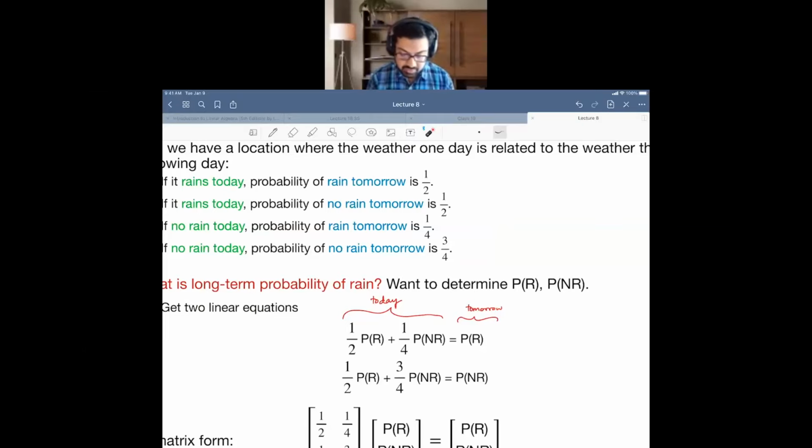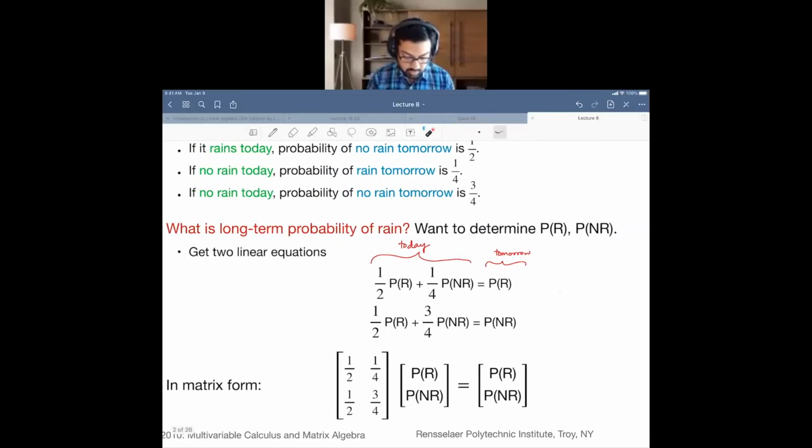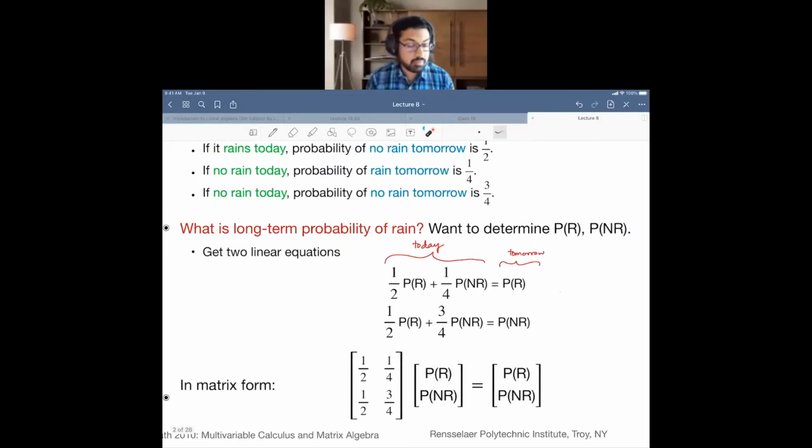Now, if you treat PR and PNR, the probability of rain and the probability of no rain, as unknowns, you can translate this system of linear equations into matrix form. On the left, you have a square matrix, which we are calling A, with the coefficients of the unknowns. You multiply that with X, the vector of unknowns, and on the right side you get the vector of unknowns. So you have a problem like AX equals X. We have translated these two linear equations into a matrix form.